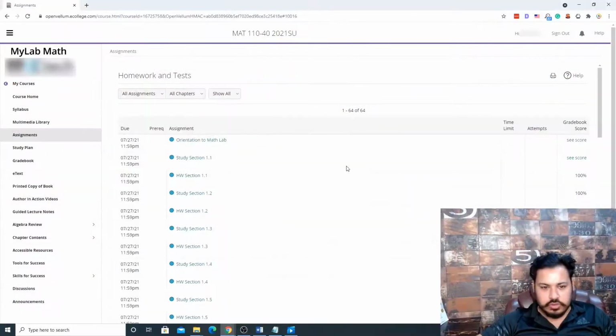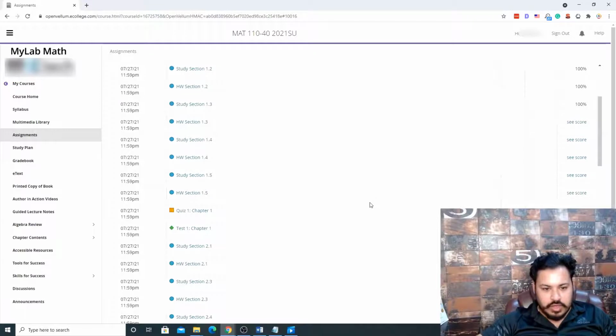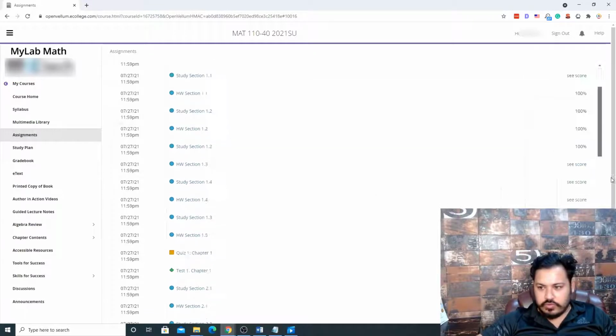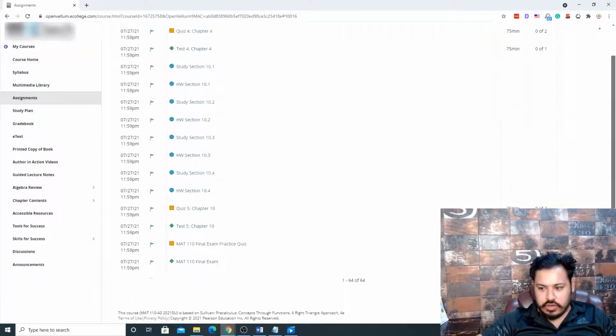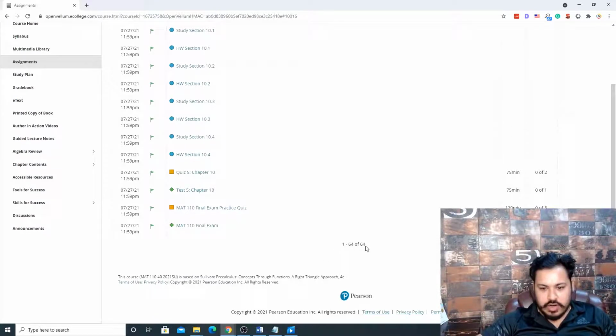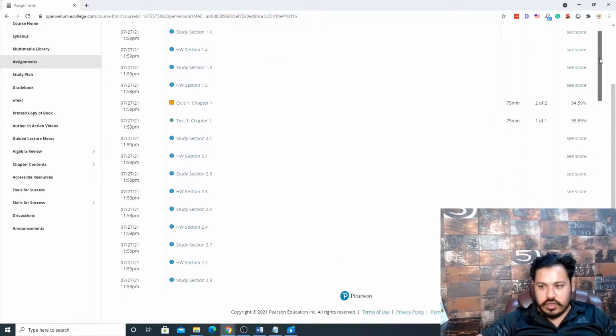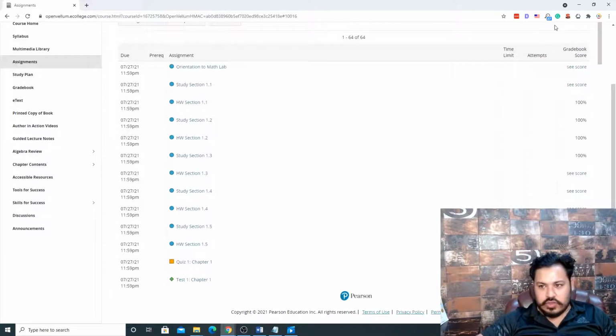Coming back to the portal, we just did a homework, and if you see here, there are a total of 64 items, which comprises homework, quizzes, and tests. Another interesting thing that we see here is time limit and attempts.